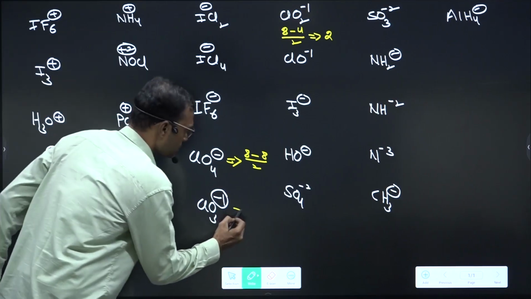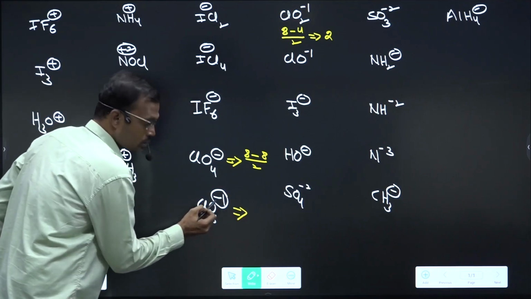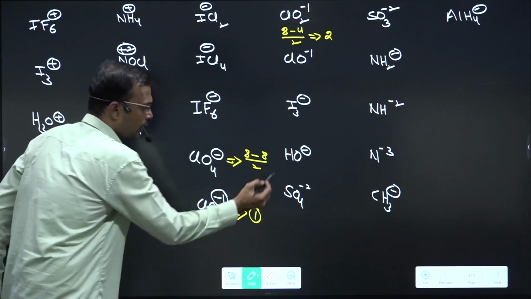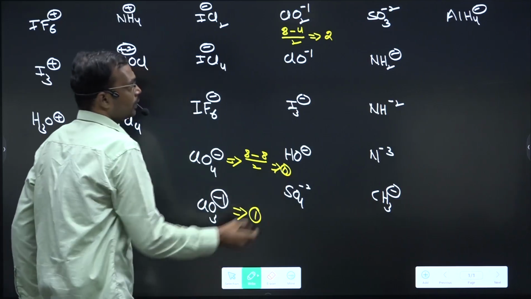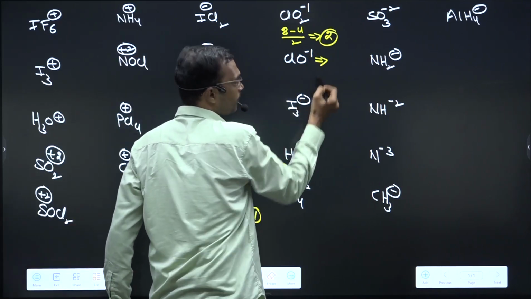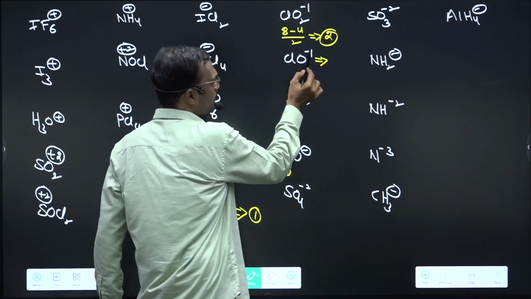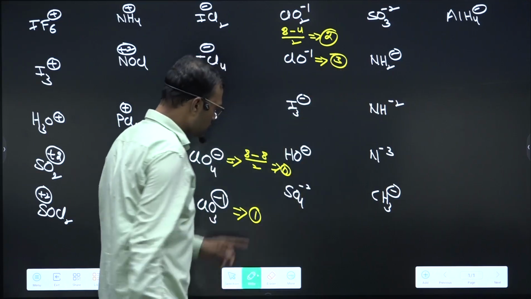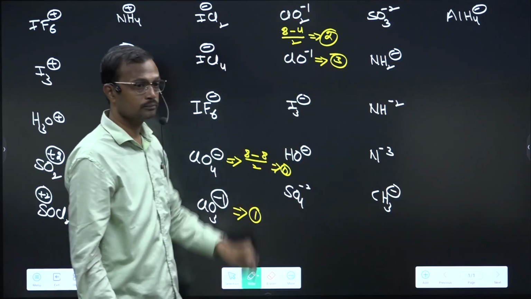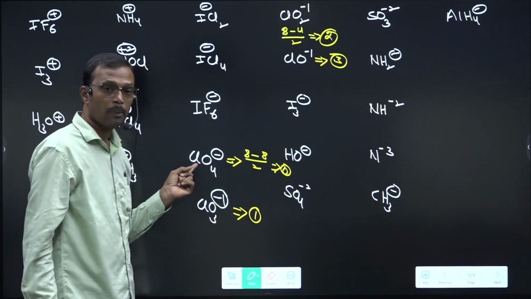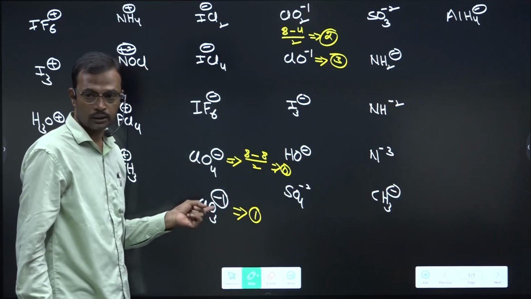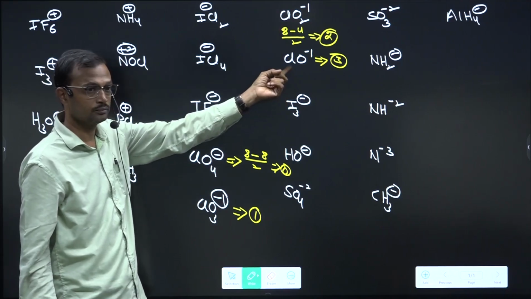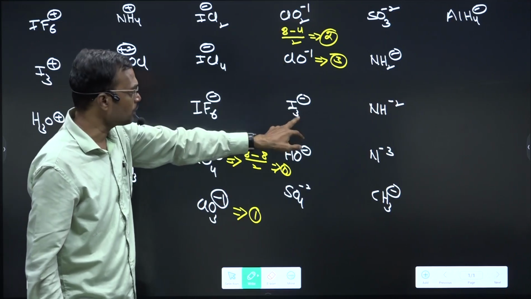Here how many lone pairs will you get? 7 minus 7 plus 1, 8. 8 minus 6 by 2. 2 by 2 means how much? 1. And here 0. Here you will get 2. And here this one. 7 plus 1, 8. 8 minus 2, 6 by 2, 3. See here initially 0, 1, 2, 3. This is called perchlorate. Chlorate. Chlorous. Hypochlorous. Clear?